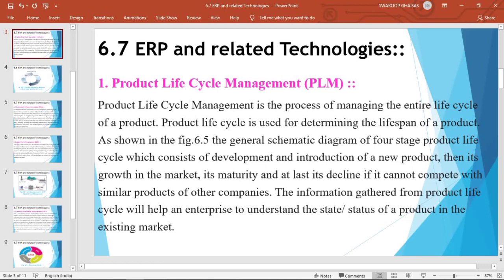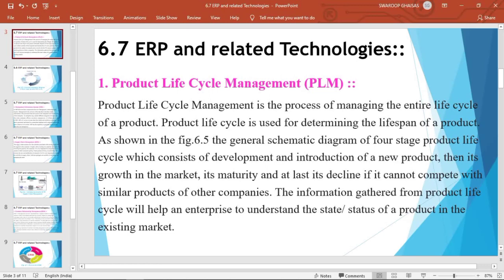This life cycle consists of the phases: development and introduction of a new product, then its growth in the market, then its maturity, and at the last its decline if it cannot compete with the similar products of other companies. If similar kinds of products are available in the market and those products are better than this product, then your product will decline from the market.